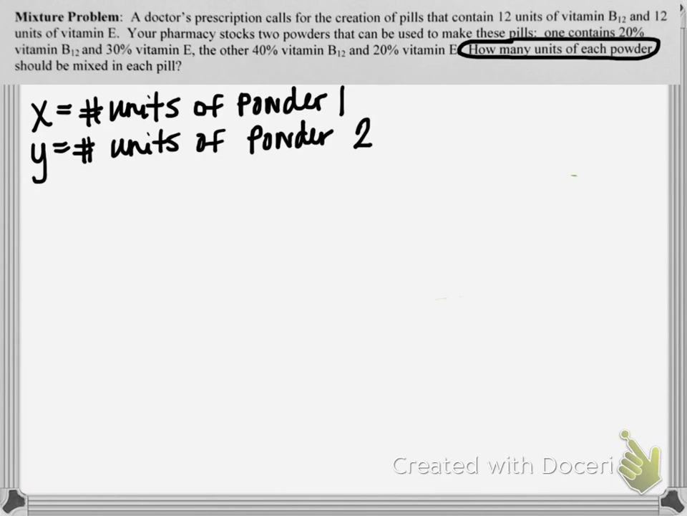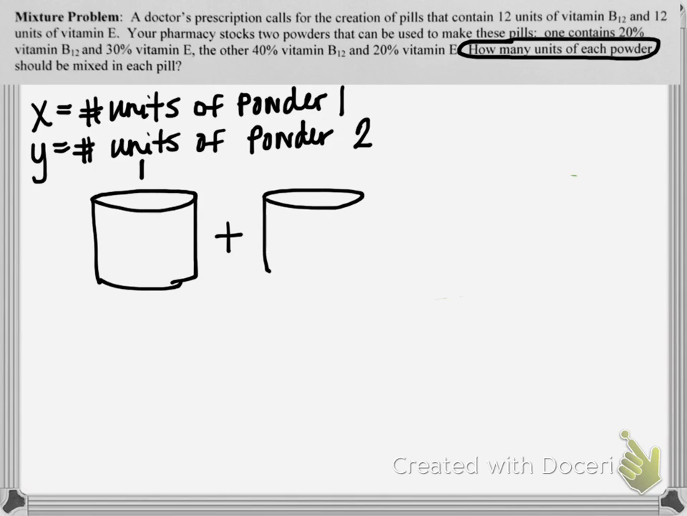For mixture problems, I like to have a diagram so I can visualize what's happening, and I use canisters to help me visualize. I've got this first canister, and this is my canister that's containing the first powder, so I'll put a 1 up here. And then I'm going to be adding some of powder 1 to powder 2 to make my ultimate goal.